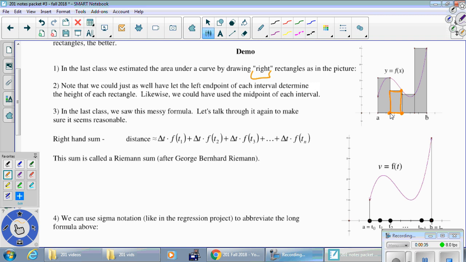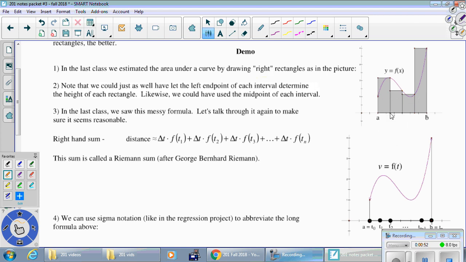We could just as well have let the left endpoint of each interval determine the height of each rectangle. Likewise, we could have used the midpoint of each interval. Really, any point in between each interval would be just fine. In the last class, we saw this messy formula. Let's talk through it again to make sure it seems reasonable.